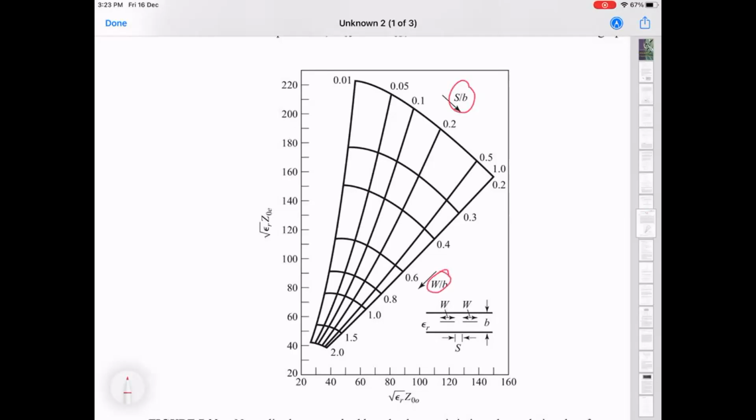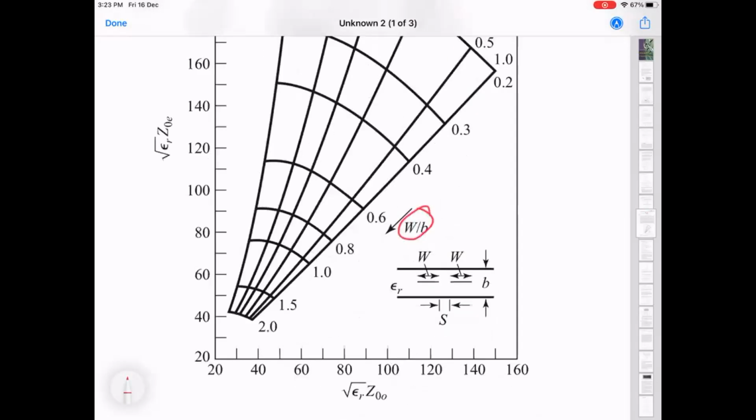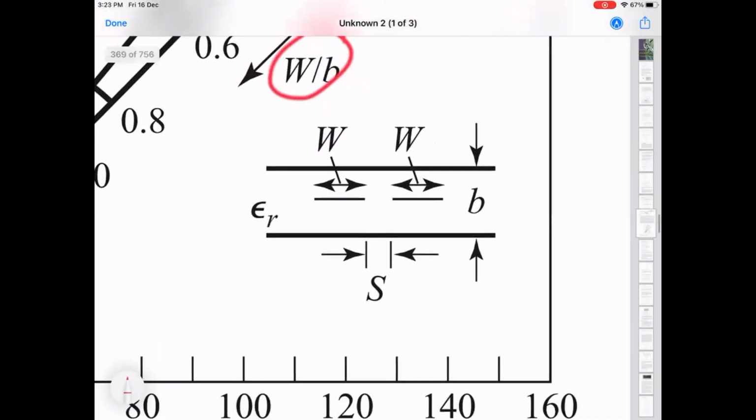So you can look at the model here. Let me zoom in. Okay, so this is for a coupled strip line. These are the ground planes, right?